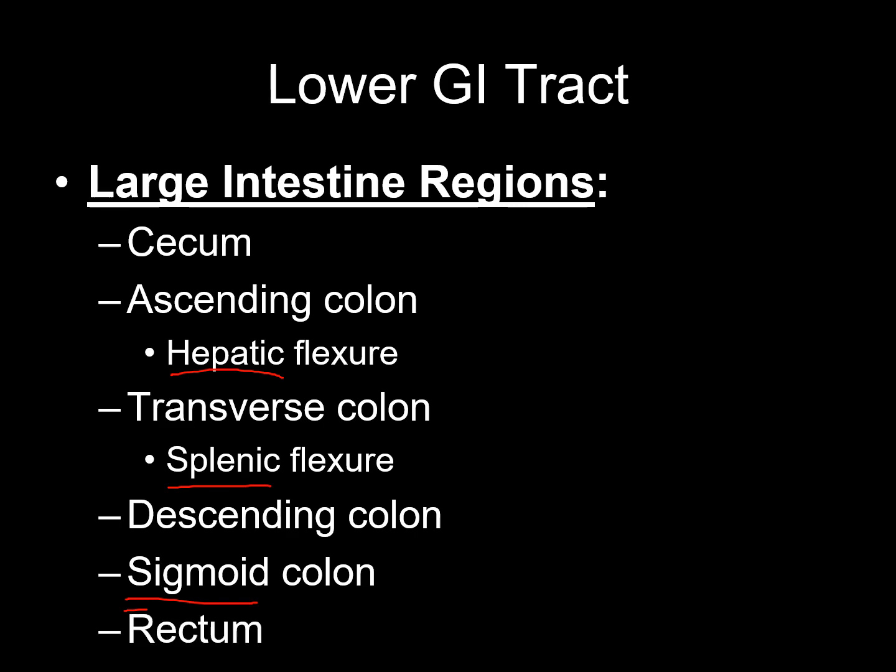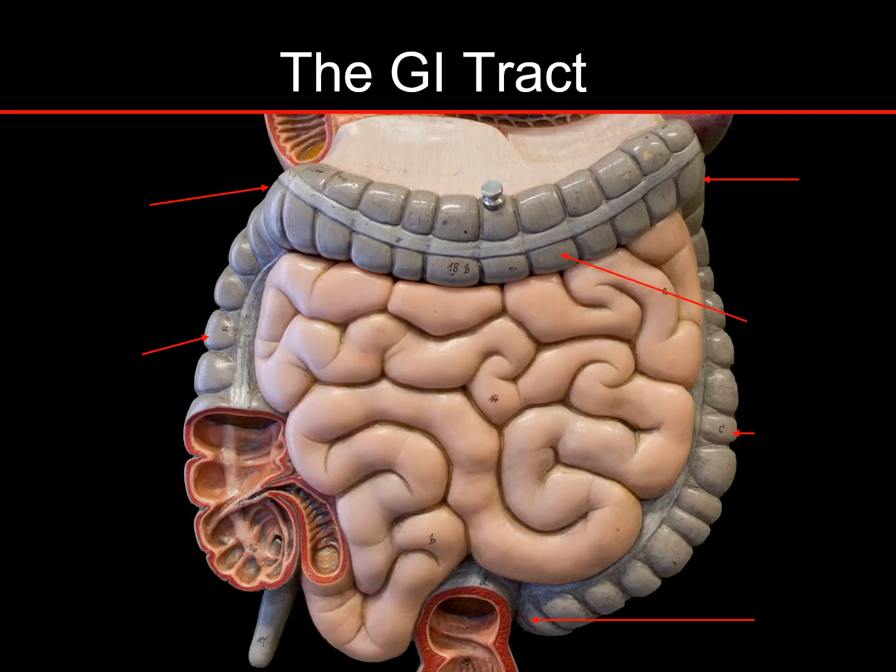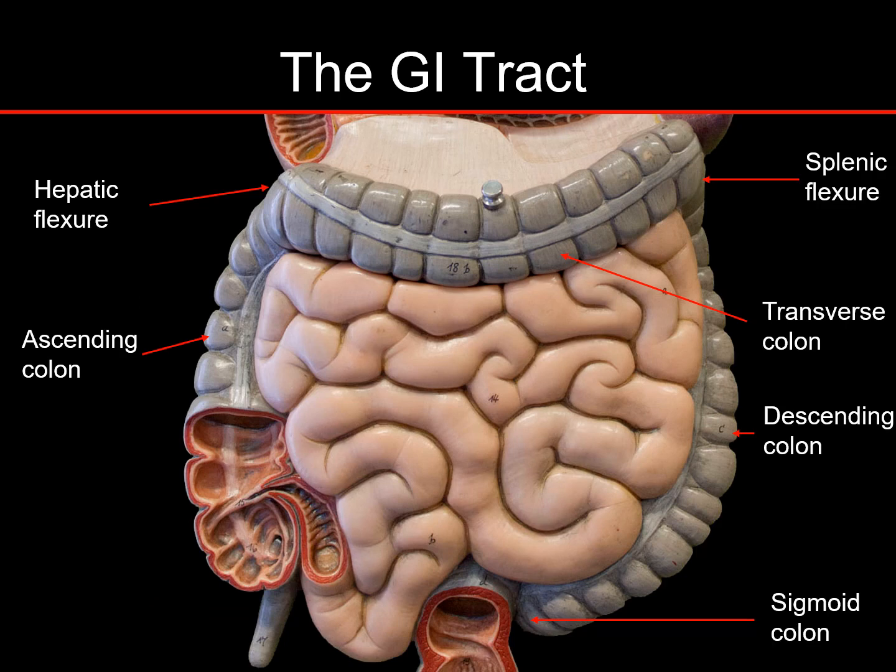And then that's what's going to turn into the rectum. So let's take a look at the model. If we start down here at the ileocecal valve, here's our cecum. That's going to turn into the ascending colon. It's going to make that hepatic flexure turn.